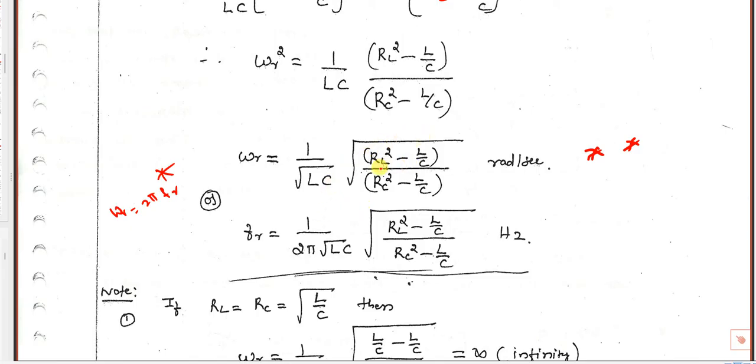So if both inductance and capacitance do not have any internal resistance, RC and RL will be 0. Internal resistance of the coil is 0. Internal resistance of the capacitance branch is also 0. If RL and RC are 0, this part is going to be root of 1 which is 1. We are left with only 1 over 2 pi root LC, which is the same as the resonance frequency without any internal resistance. If any resistance is there, we have the additional term, in the numerator RL squared minus L by C, in the denominator RC squared minus L by C. So this is in hertz, this is in radians per second.